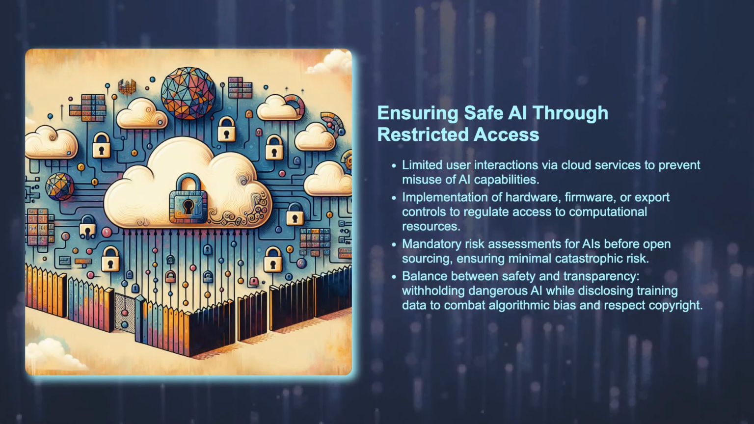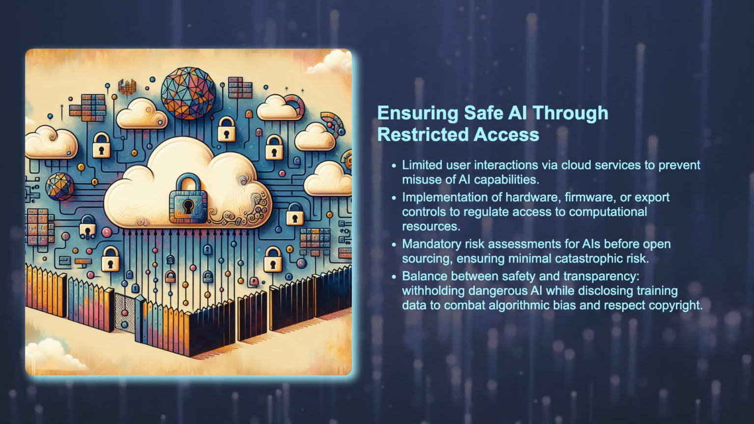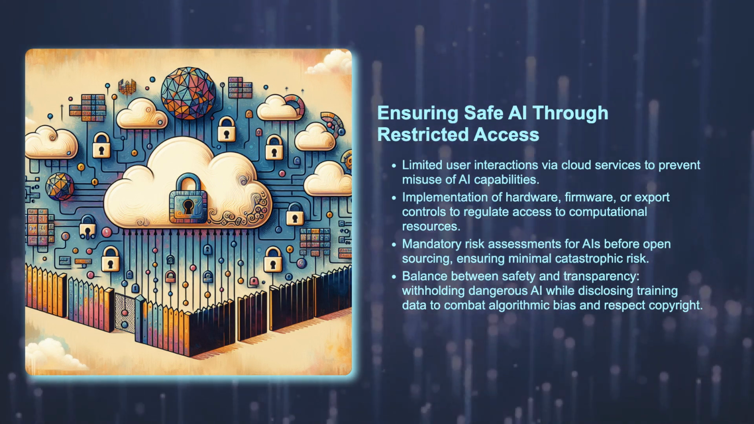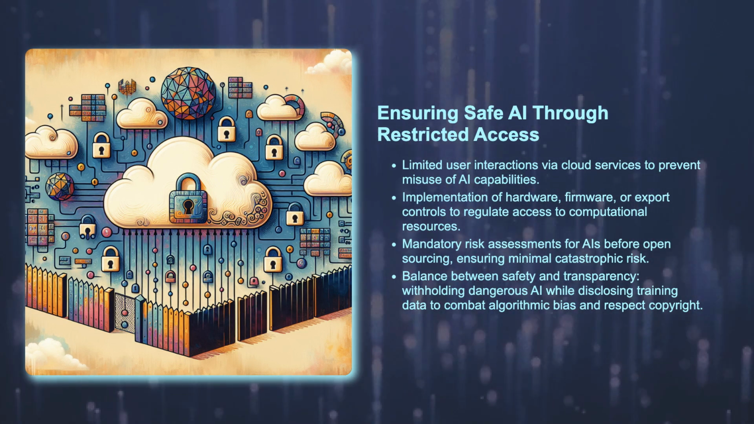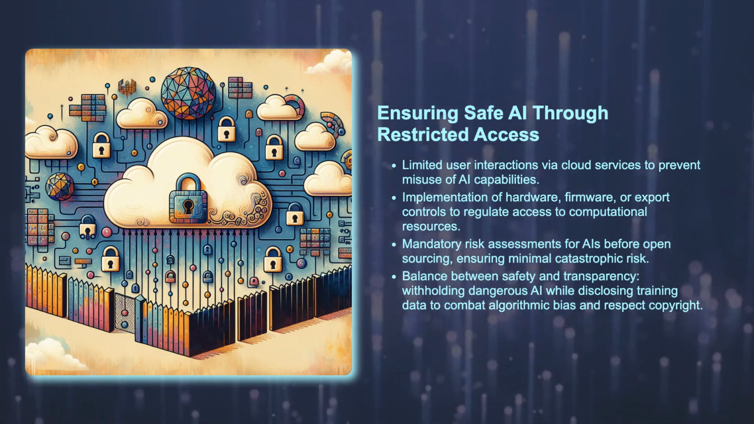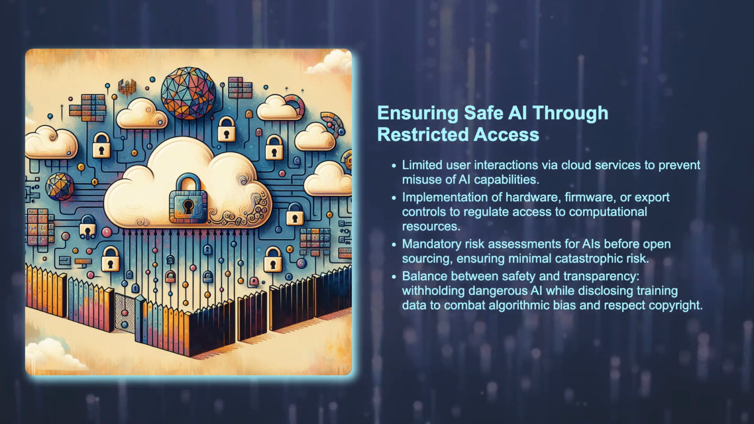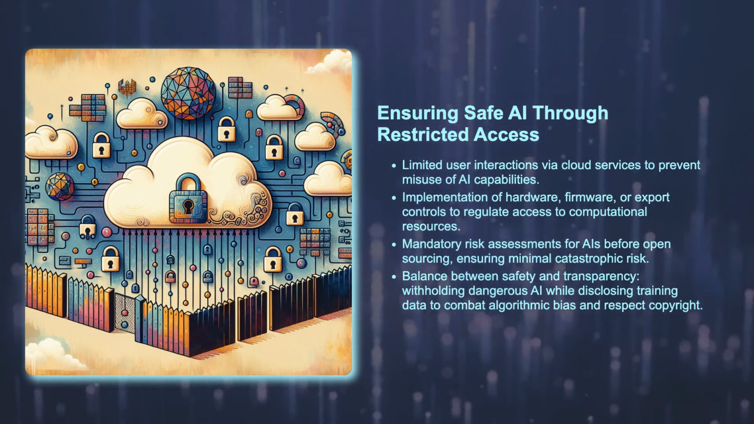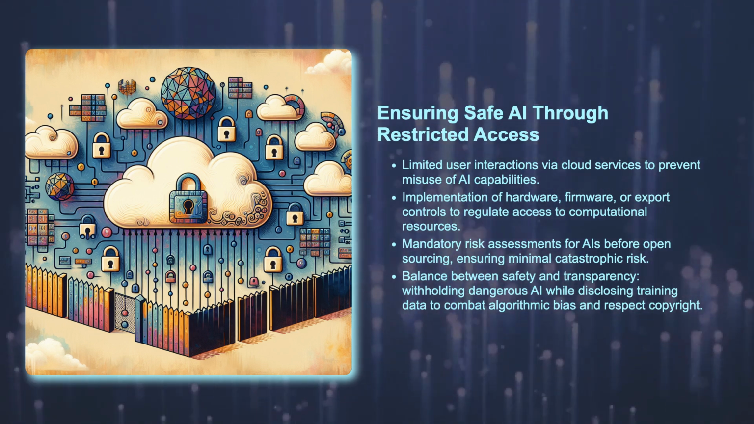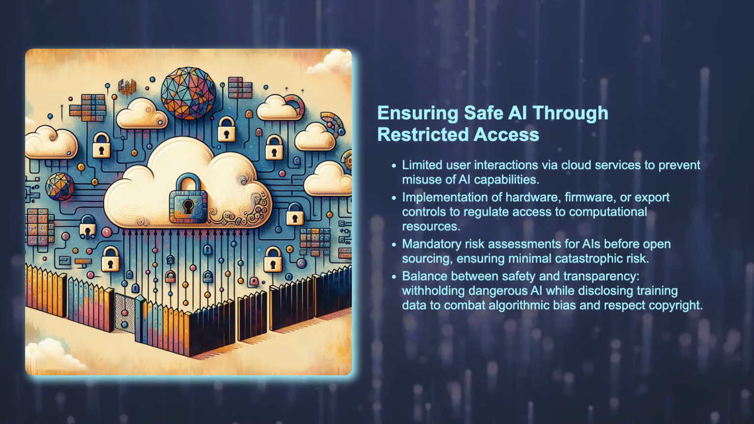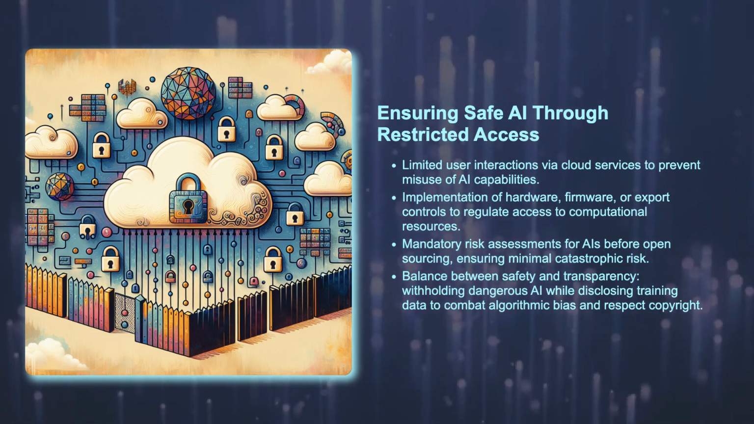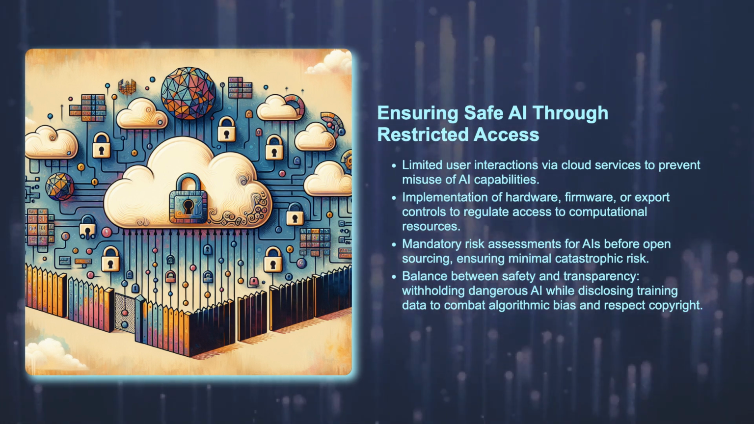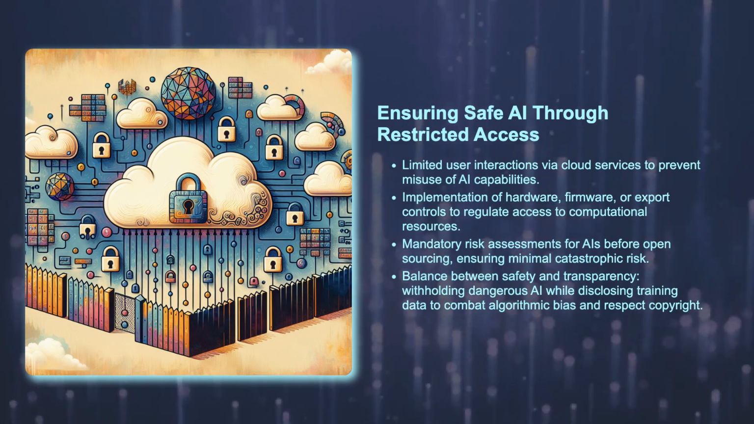Restricted access. AIs might have dangerous capabilities that could do significant damage if used by malicious actors. One way to mitigate this risk is through structured access, where AI providers limit users' access to dangerous system capabilities by only allowing controlled interactions with those systems through cloud services. Other mechanisms that could restrict access to the most dangerous systems include the use of hardware, firmware, or export controls to restrict or limit access to computational resources.